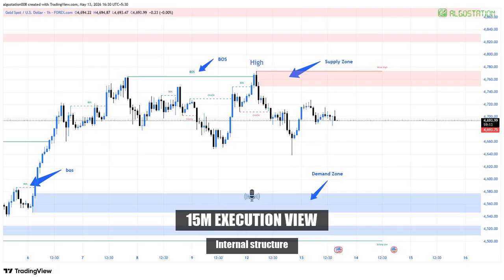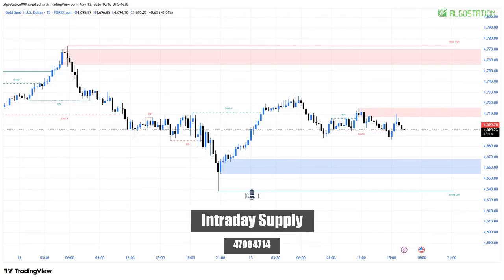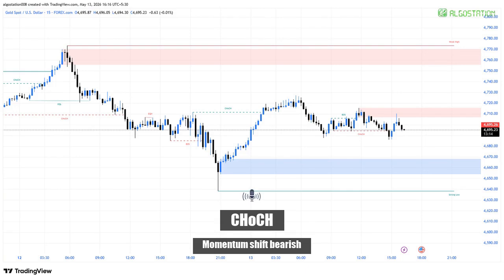Now let's move to the 15-minute time frame and study what price is doing right now inside this higher time frame narrative. On the 15-minute chart, price is currently consolidating after a rejection from intraday supply. This smaller supply zone is where sellers recently defended price. Price swept local highs into supply, took liquidity, and instantly rotated lower.